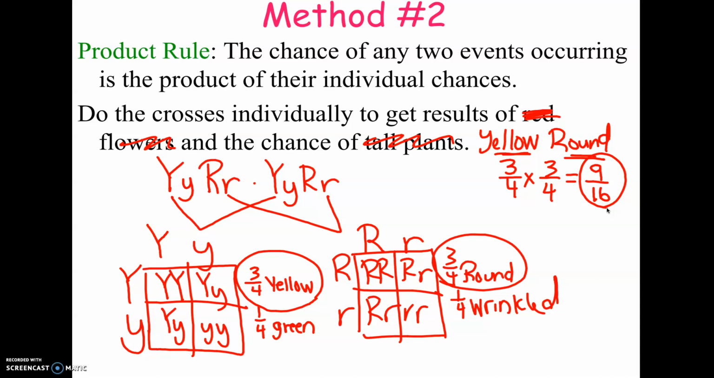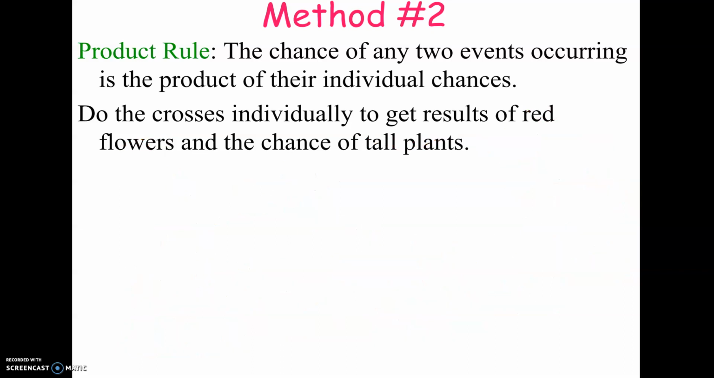Now, just to show you, what are the chances of yellow and wrinkled? Well, you've already got all the work here. So, yellow and wrinkled, it's a 3/4 chance of yellow. It's a 1/4 chance of wrinkled. So, 3 out of 16. And we could work it out for green and round, and then green and wrinkled, and we could get those as well. So that is how you would solve the same kind of problem, but using the product rule.